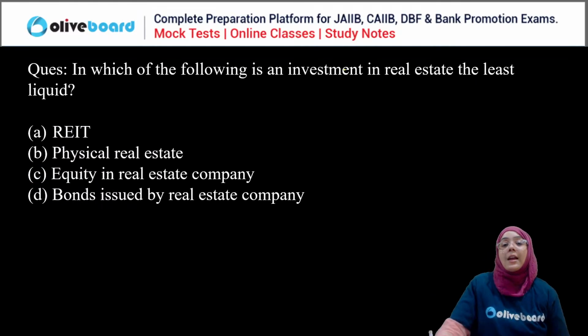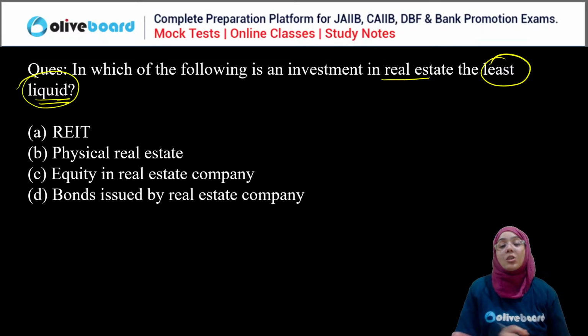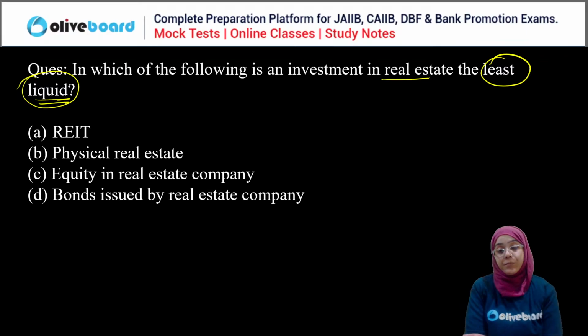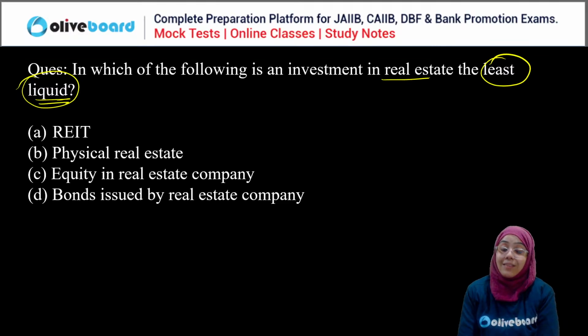Good. Next question. In which of the following investments in real estate is the least liquid? The options are: REIT, physical real estate, equity in a real estate company, bond issued by a real estate company. Everyone, in which of the following is an investment in real estate considered to be the least liquid?